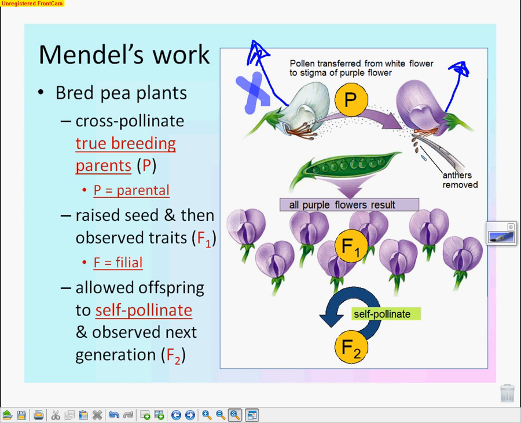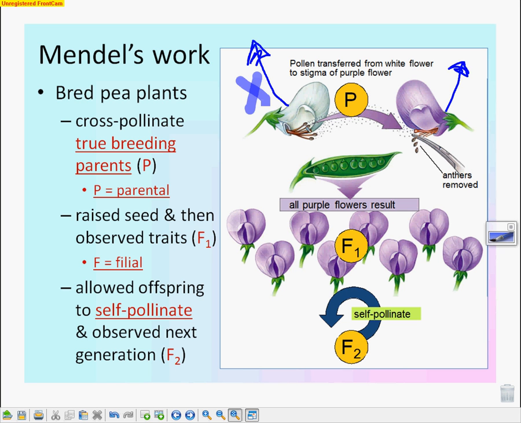And using scissors and paintbrushes, he basically would determine which flowers were going to pollinate with each other. So he would cut off anthers because flowers can self-pollinate. The anthers are the male part of the flower that have the pollen. He would cut those off and only allow certain pollen grains to fertilize particular flowers.